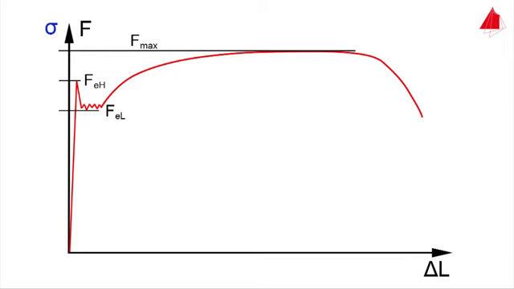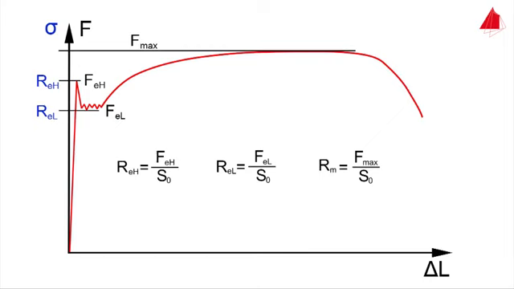The upper yield strength REH is calculated by dividing the force FEH by the original cross-sectional area S0. The lower yield strength REL is defined in a similar way. The maximum force divided by the original cross-sectional area is called tensile strength Rm.